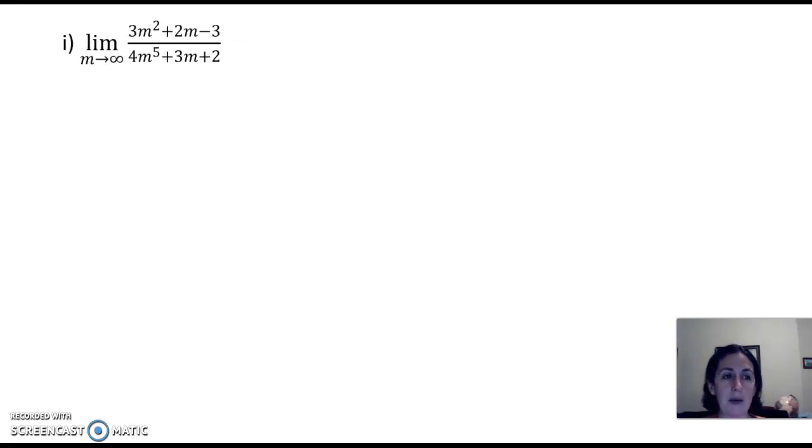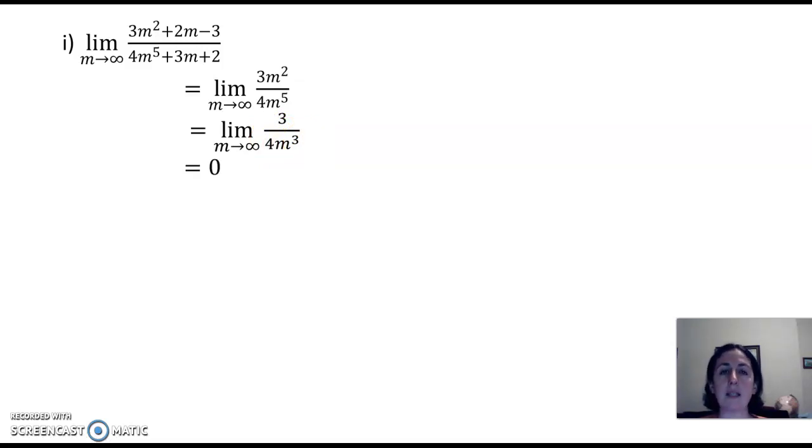The first one, the limit as m approaches infinity of 3m squared plus 2m minus 3 over 4m to the 5th plus 3m plus 2. Take the highest power of m over the highest power of m and reduce. Here we're left with a variable in the denominator that automatically means my limit goes to 0. What does that mean? That's a real defined value. That does mean that y equals 0 is a horizontal asymptote.